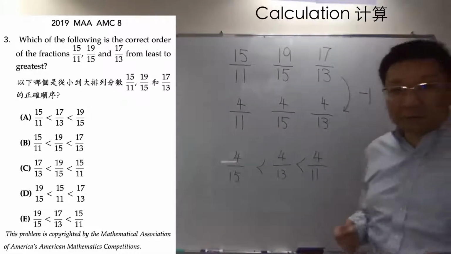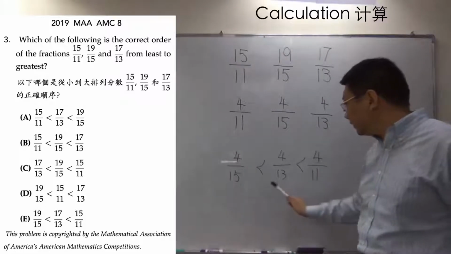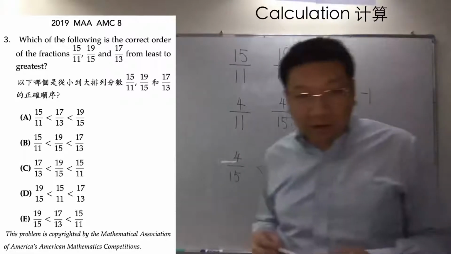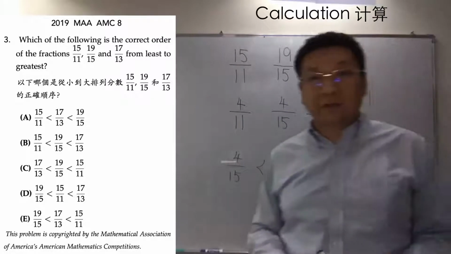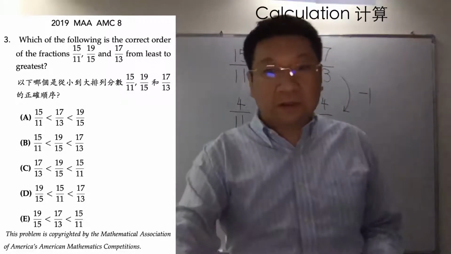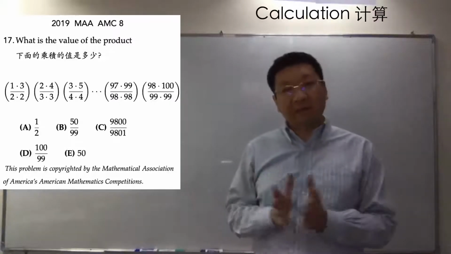The answer would be just the one where the denominators have this order, 15, 13, and 11. So E is the correct answer. So we solved question 3. Hopefully you do it also within a minute. The next question is question 17.